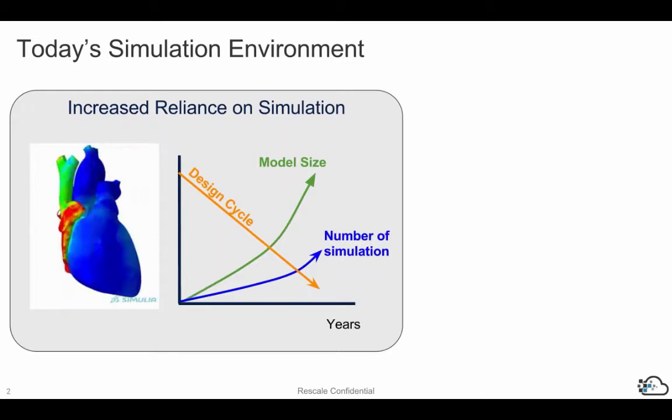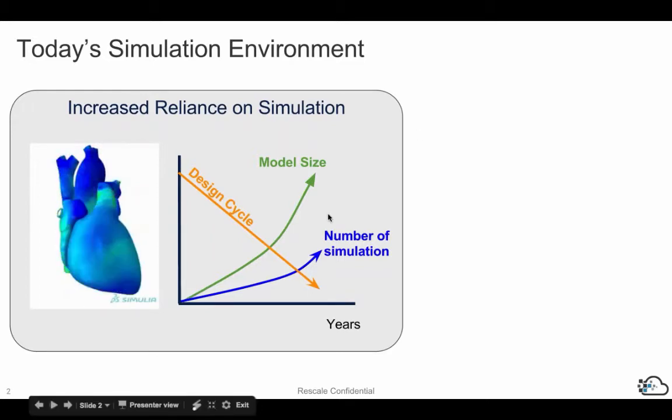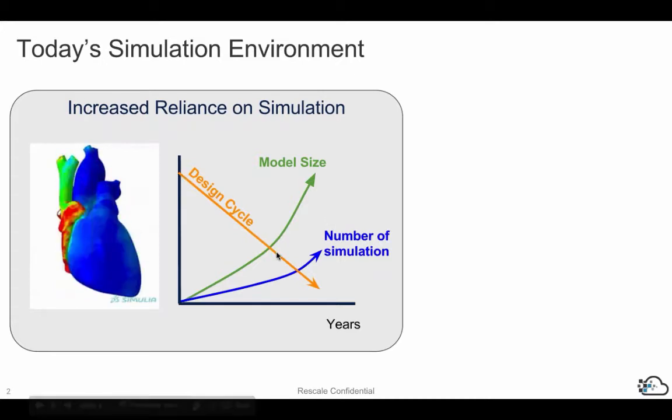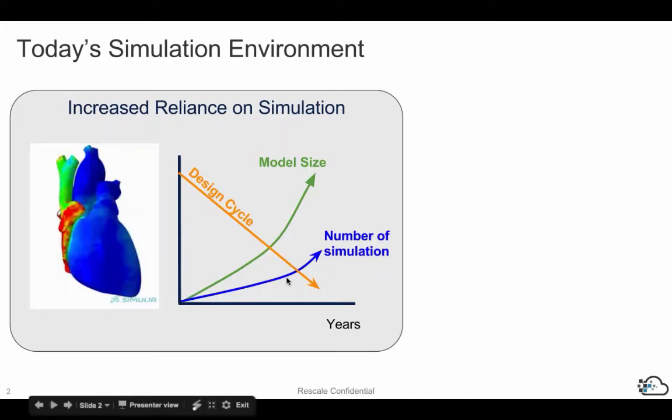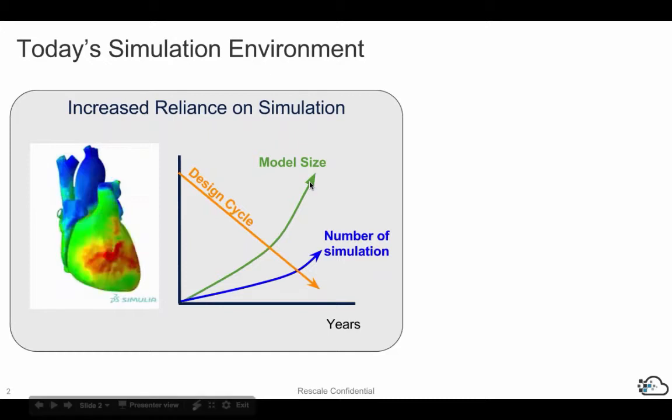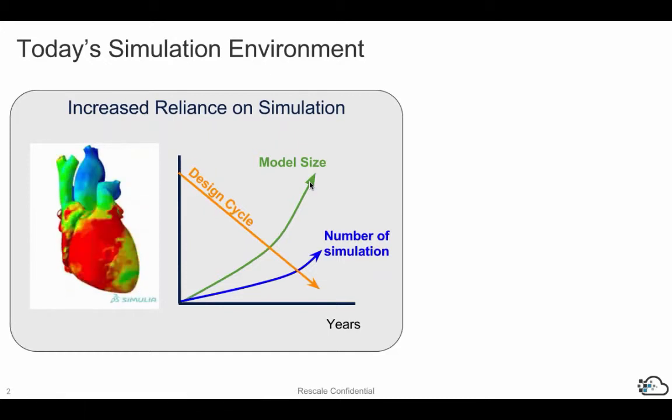So first, let's talk about the trend in the industry today. What we see is generally the design cycle is getting shorter and shorter, and products are getting more and more complex. That means you have more requirements to validate and more simulation to perform. In the meanwhile, the size of the simulation model keeps on increasing.